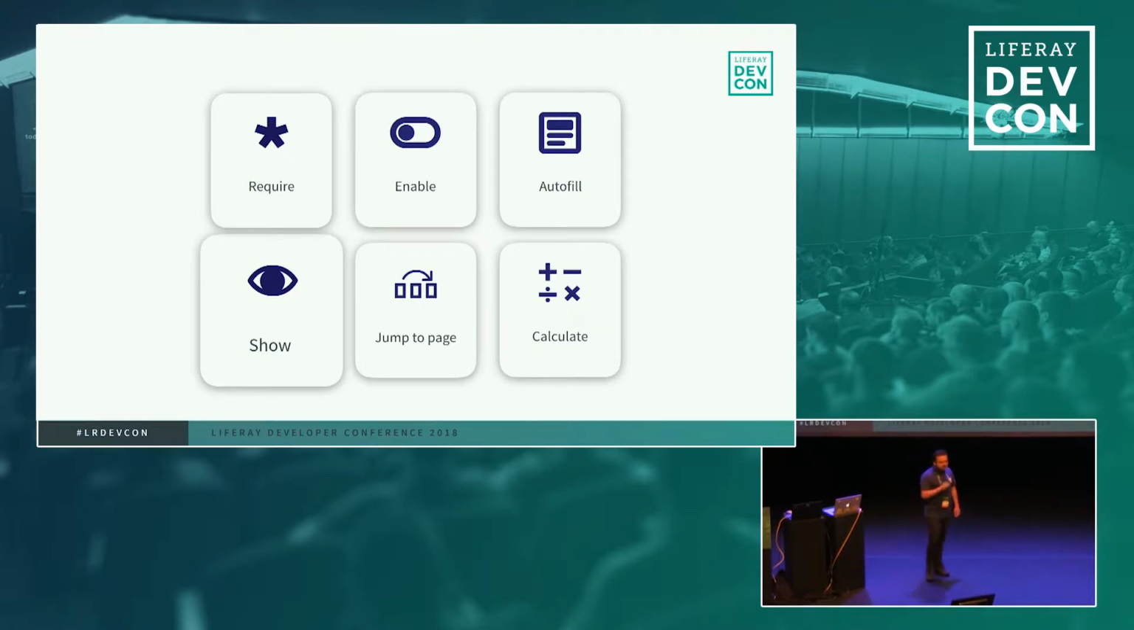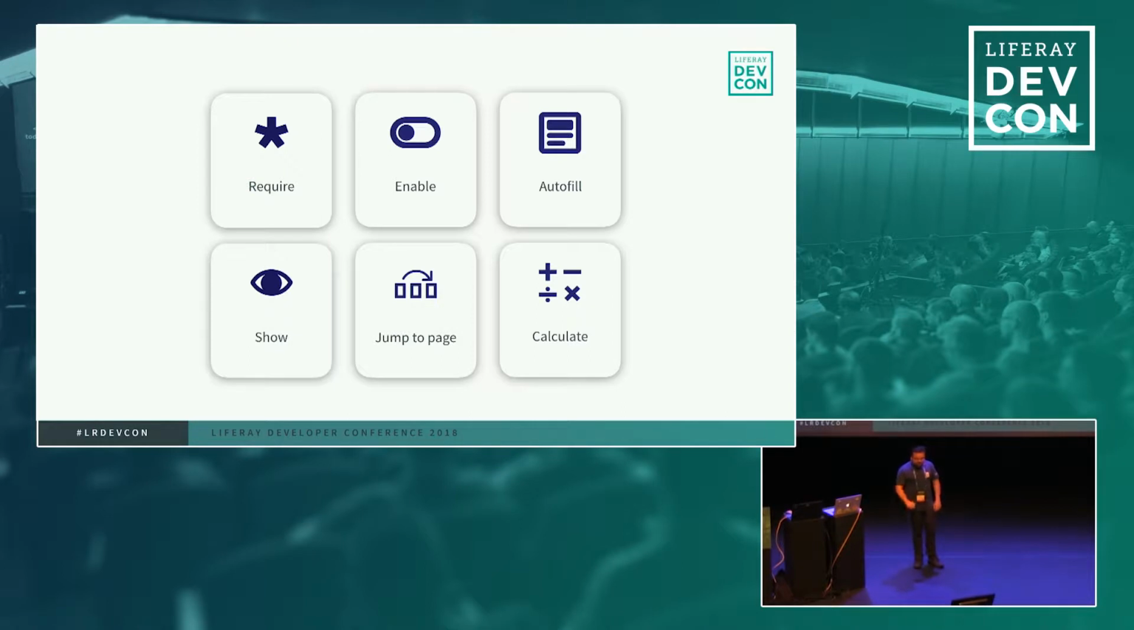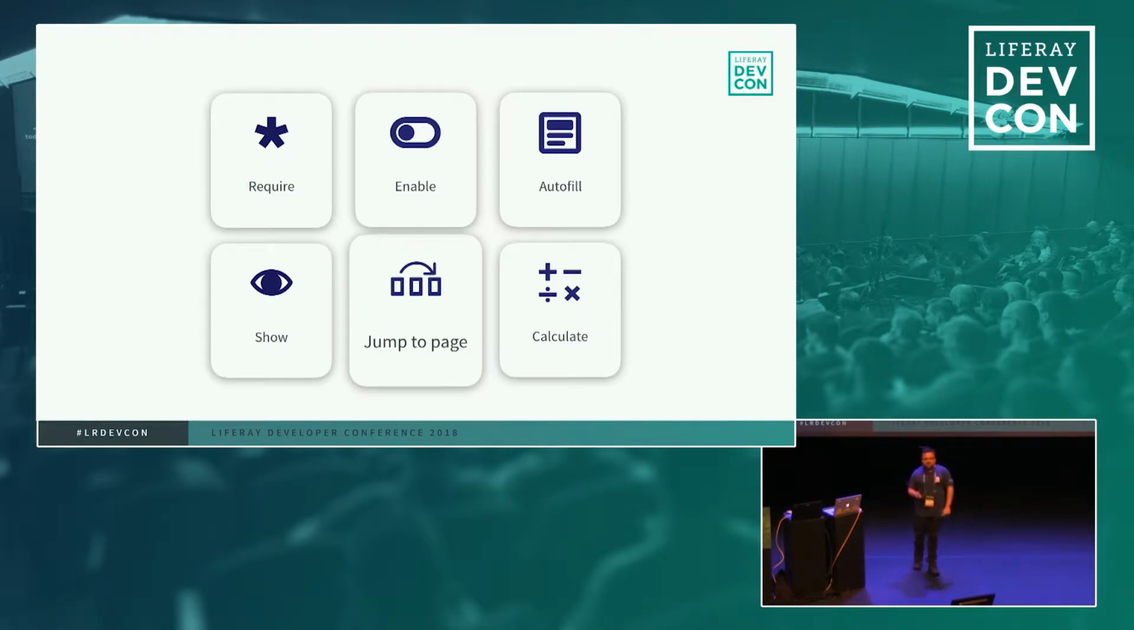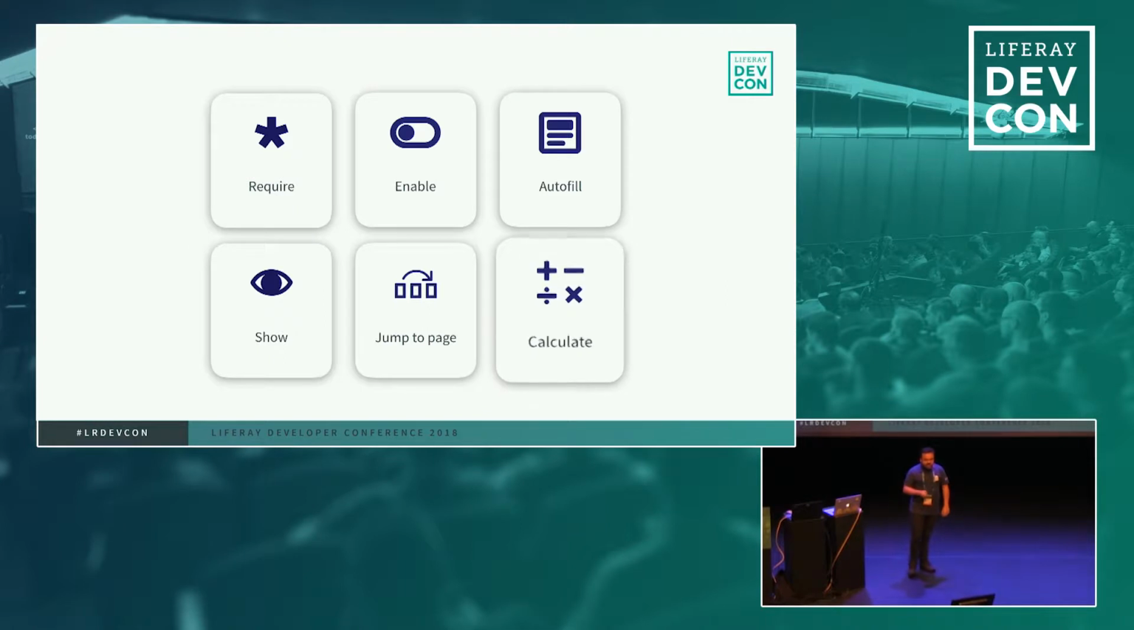Let's say I'm single, but a form asks, what's the name of my spouse? If I don't have a spouse, I don't need to answer this field. So this customization gives the power to hide this field. Jump to page is an extension of the show rule, but instead of hiding one field, you can jump whole pages in your form. And finally, calculate.